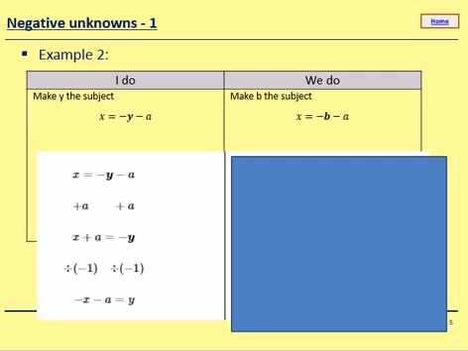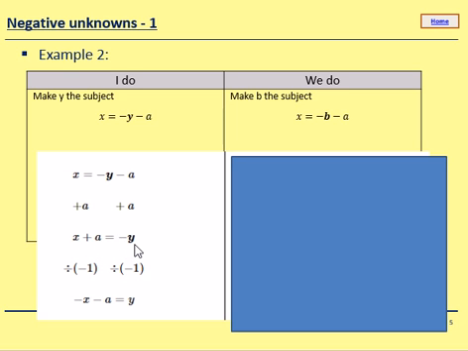Okay, so in this I do and we do, we have x equals negative y take away a. And we've got to make y the subject. Again, it's got a negative in front of it. First step, add a to both sides. Get rid of this minus a. So do the opposite, add a to both sides. That leaves us with x plus a equals minus y.